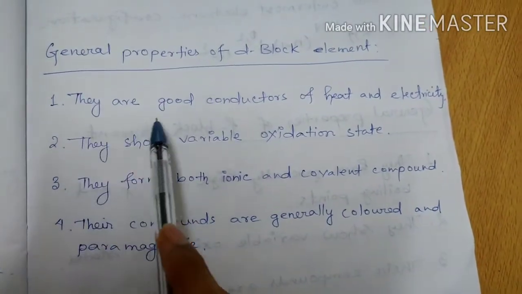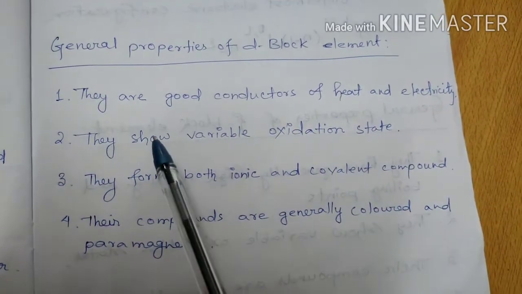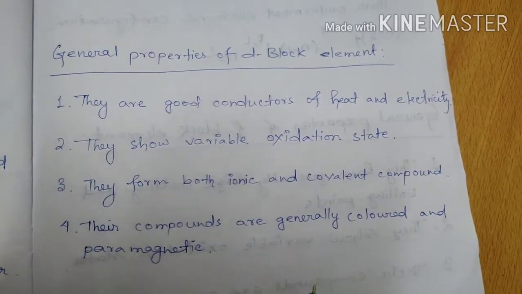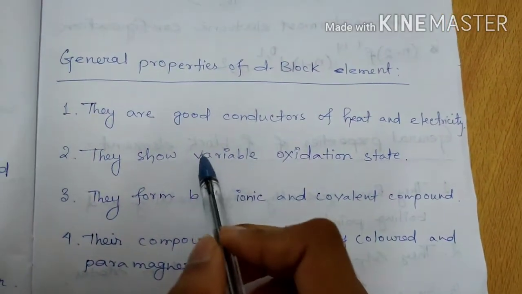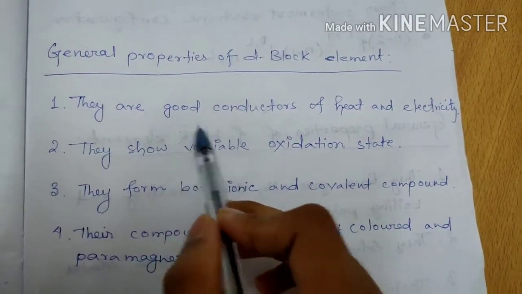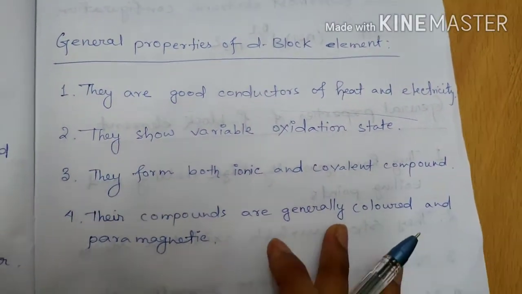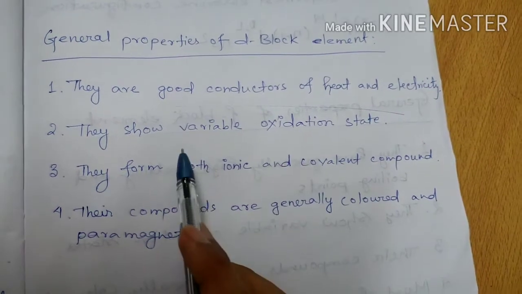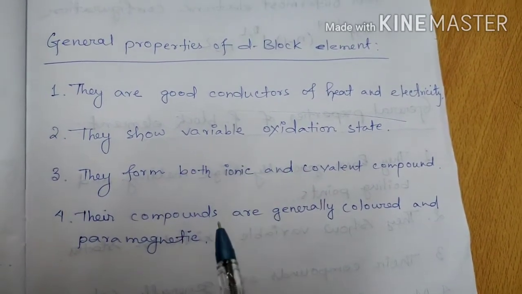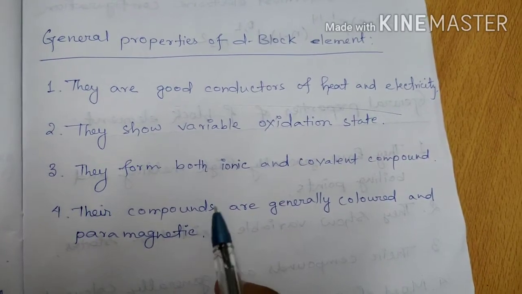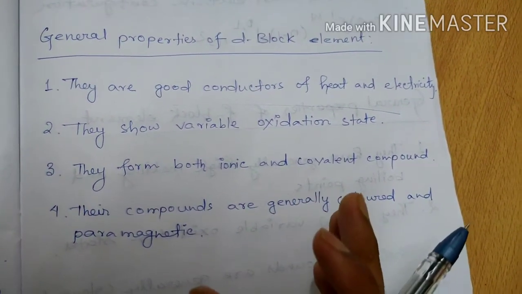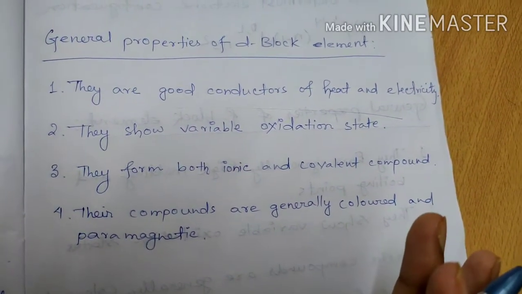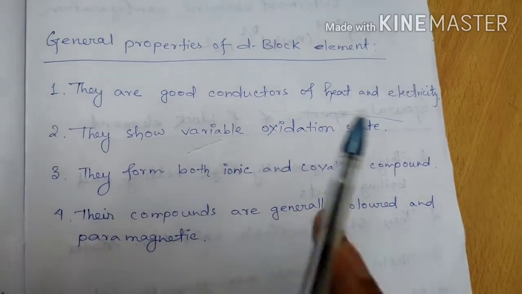Number one property is they are good conductors of heat and electricity, that is, heat and electricity can pass through these d block elements. So that's why d block elements are good conductors of heat and electricity. Now number two property is they show variable oxidation states, that is, some elements can show +2, +3, +4, like this. So this is the number two property.